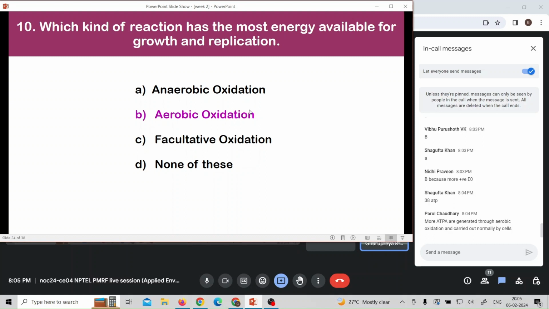This is because in aerobic oxidation, with the use of the energy available, growth and replication happens, whereas in anaerobic oxidation you get compounds like fatty acids, acetate, and methane, which is ultimately the product of anaerobic digestion. So the kind of reaction that has more energy available for growth and replication is obviously aerobic oxidation. To have this concept right, remember this example of the activated sludge process and the anaerobic digestion.